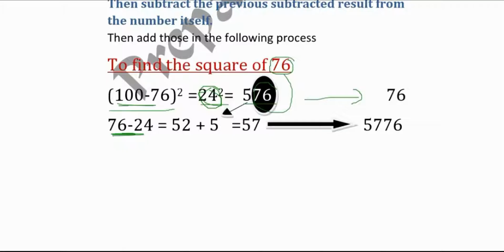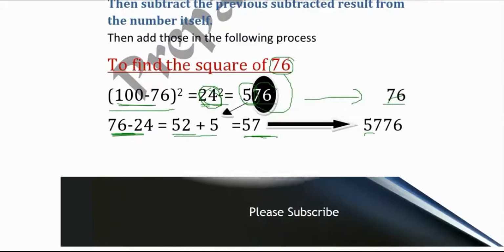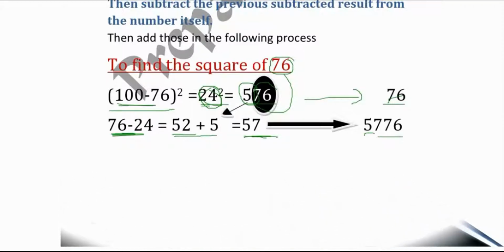So 76 minus this 24, what does it give? It gives 52. Okay, and as in the previous case, we have to add this 5 to this 52. What does it give? 52 plus 5 gives 57, right? And we have already put this 76 here and this 57 here. So 57 and this 76, what does it make? 5776, which is the square of 76. Understood? So this is the square of 76.